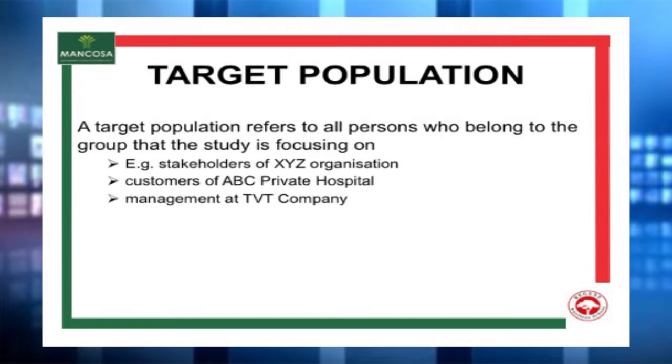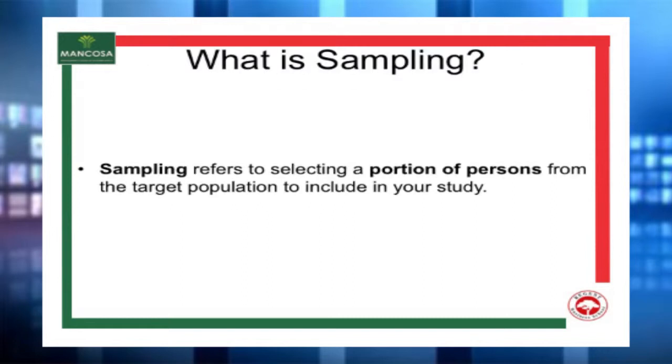Let's begin with an explanation of a target population. A target population refers to all persons who belong to the population that the study is focusing on. For example, stakeholders of XYZ organization, or customers of ABC private hospital, or management at TVT company. Sampling then refers to selecting a proportion of people from this target population to include as part of your study.